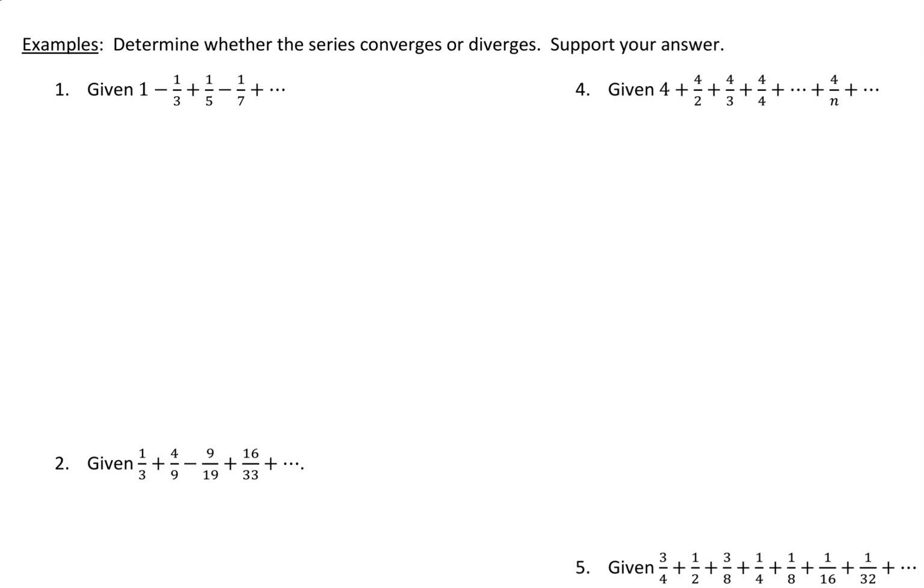So here, we're given this series, 1 minus a third plus a fifth minus a seventh plus and so on. I want to know whether this converges or diverges. So I'm going to go through a checklist of items. The first thing that I learned was all the way back in chapter 8, sequences and series. I learned about arithmetic and geometric. So I asked myself, is this arithmetic or geometric?